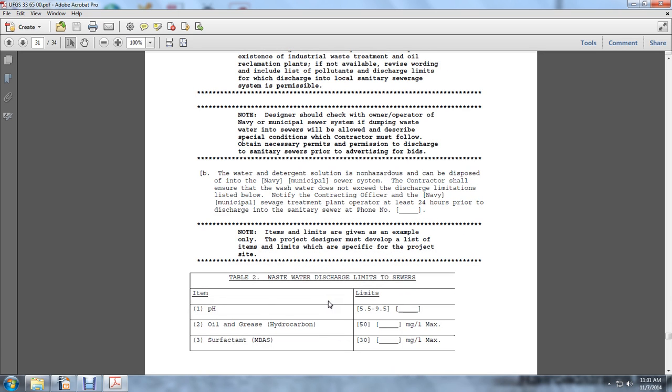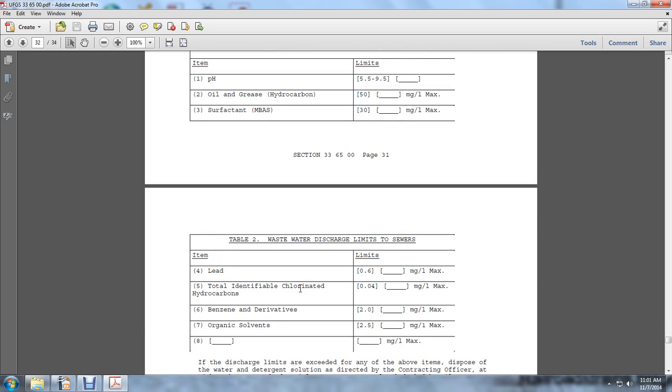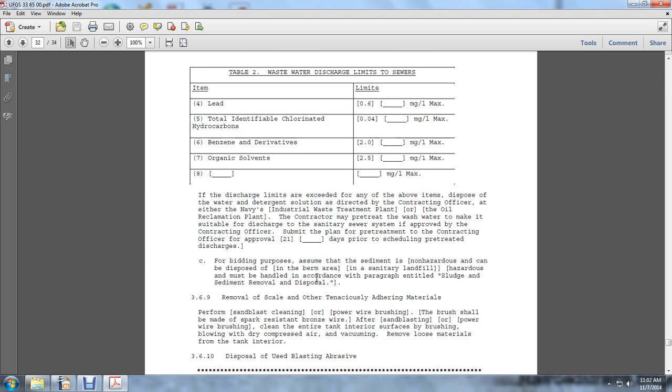Table 2, wastewater discharge limits. The item pH is limited to 5.5 to 9.5. Oil, grease, hydrocarbons: 50 milligrams per liter max. Surfactants, MBAS: 30 milligrams per liter max. Lead: 0.6 milligrams per liter max. Total identifiable chlorinated hydrocarbons: 0.04 milligrams per liter max. Benzene derivatives: 2.0 milligrams per liter max. Organic solvents: 2.5 milligrams per liter max. And any other item as specified, blank milligrams per liter max.